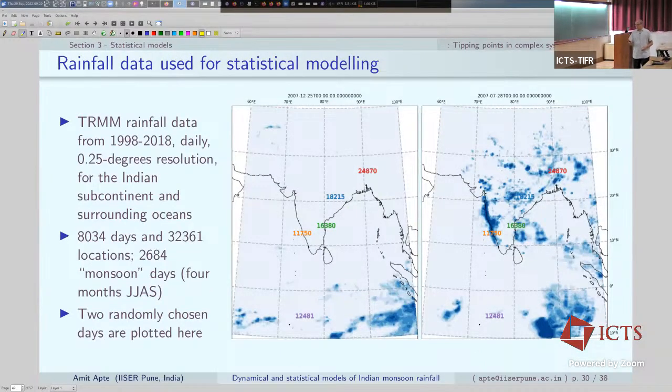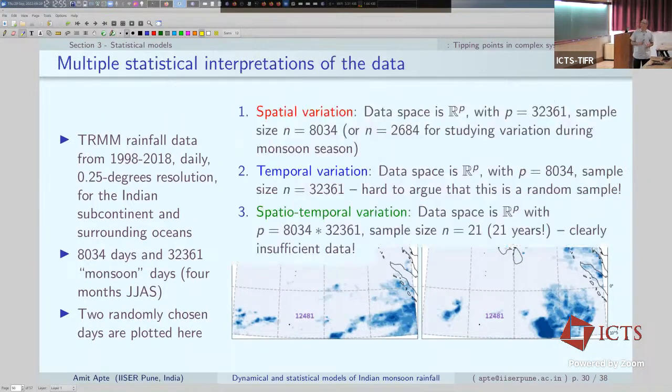So this is over 8,000 days and 32,000 locations; daily rainfall is the data set that we would like to understand. And as was pointed out, part of it is not monsoon. So this is not a monsoon zone. Here is Tibet, part of Afghanistan, and so on. These are not monsoon zones, but they're all part of this data set.